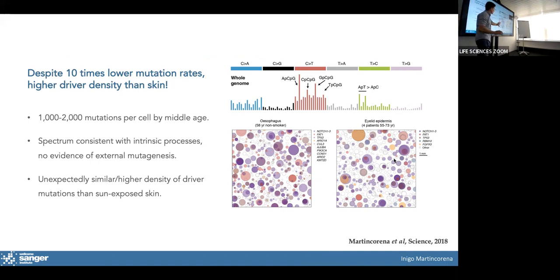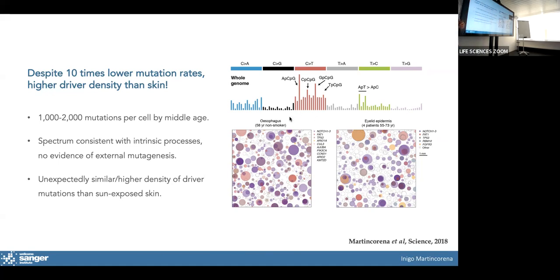But what we found in the esophagus was actually a higher density of these driver clones than we had found in the skin. And the interesting thing is that the mutation rate per cell is about 10 times lower in the esophagus. You don't have ultraviolet light mutagenesis, you just have age-related accumulation of mutations, what we call signatures 1 and 5. So it's not heavily mutagenized, but positive selection is very strong. So when these mutations occur, they essentially get this clonal takeover by middle age. This is a 58-year-old non-smoker, for example. So this was a big surprise.